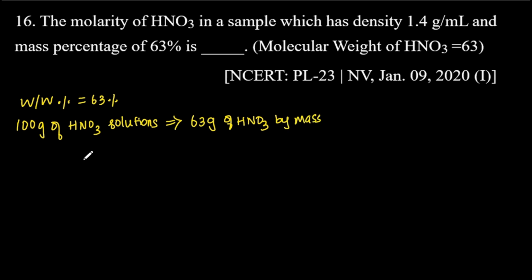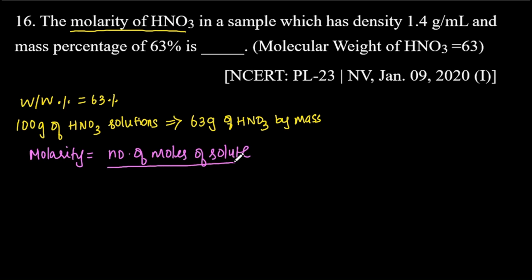So in this statement itself, the mass of the solution as well as the mass of the solute is also mentioned. In this question, they are telling us to find the molarity of HNO3. We know the formula of molarity. Molarity is equal to the number of moles of solute divided by the volume of solution in liters. So we have to find the numerator as well as the denominator in this question.